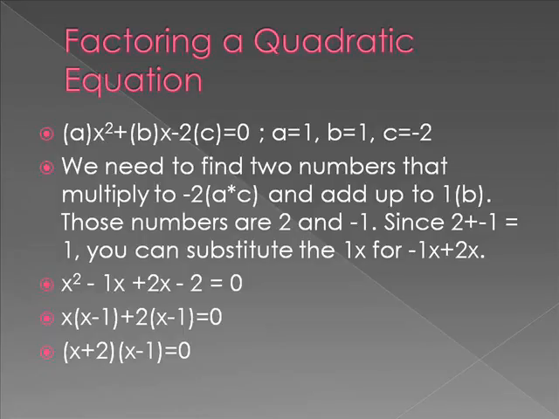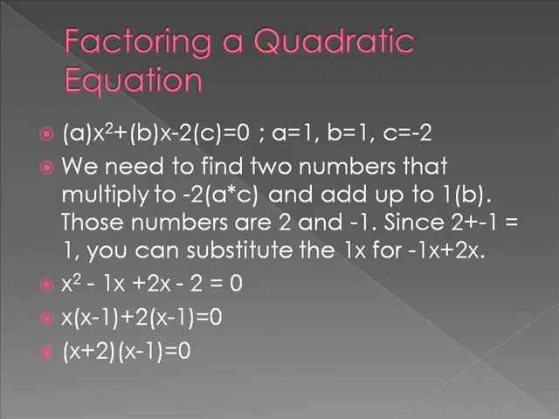to your b coefficient. So here in our example, we want two numbers that multiply to -2 but add up to +1. If we play with the numbers, we know that 2 and -1 add up to +1. Therefore, we can use the bust-to-be method. So then we substitute the 1x for -1x plus 2x. That changes our equation to x squared minus 1x plus 2x minus 2 equals 0.